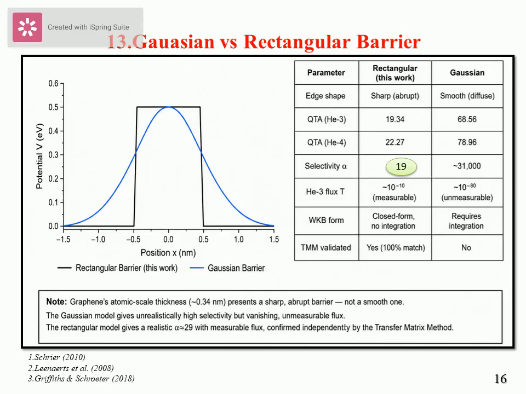We discuss in this slide Gaussian versus rectangular barrier. We choose the rectangular barrier because graphene is atomically sharp, only 0.34 nanometer thick. Rectangular gives QTA 19 for helium-3 and 22 for helium-4. Selectivity is approximately 19, which is measurable. Gaussian gives QTA approximately 68 and 79 respectively. Selectivity is approximately 31,000, but the flux is 0, so it is useless. Our rectangular model is TMM validated, Gaussian is not. So we choose rectangular, with realistic selectivity and measurable flux.